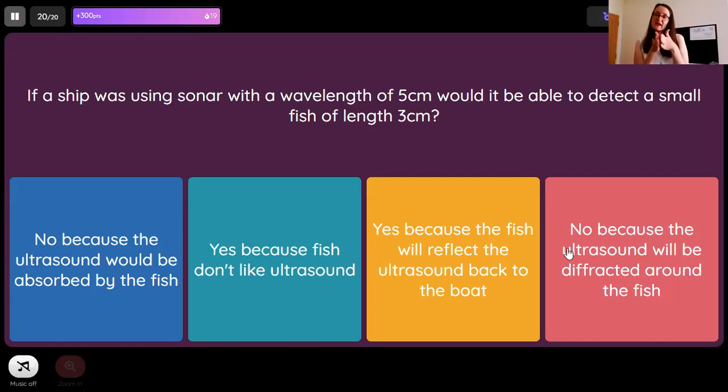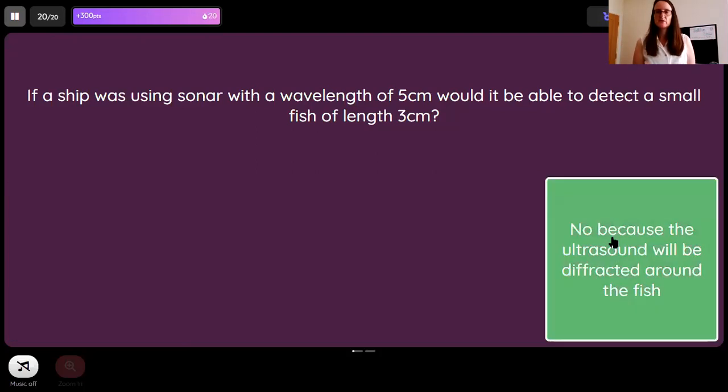Now, in this case, we had the shark, which has a length much, much bigger than the wavelength of the ultrasound, and so the ultrasound was reflected. But here, that fish is small, and the size of the fish is roughly the same size as the wavelength of the ultrasound. And so it's as if the fish isn't there. The ultrasound will diffract around it, and it won't be reflected. It won't detect a reflected signal. So no, you won't detect the fish.